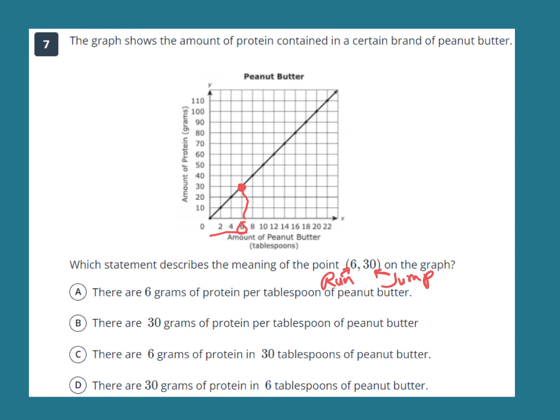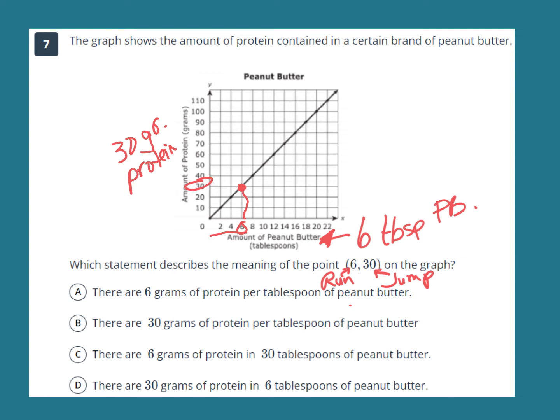So the 6 is the amount of peanut butter in tablespoons. So it's 6 tablespoons of peanut butter and 30 grams of protein. Okay, so let's see our choices. It says that there are 6 grams of protein per tablespoon of butter.